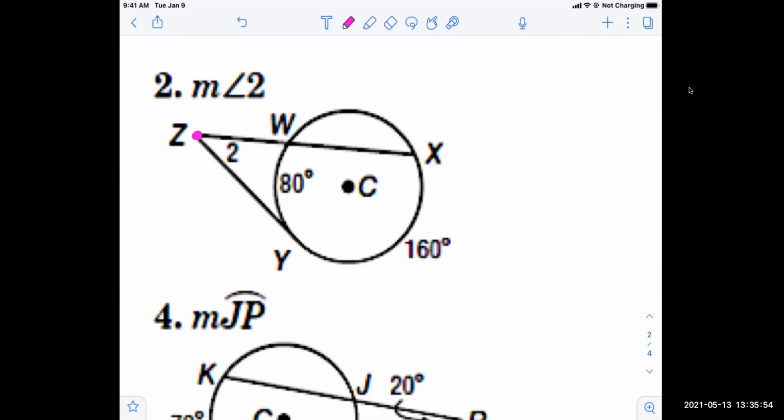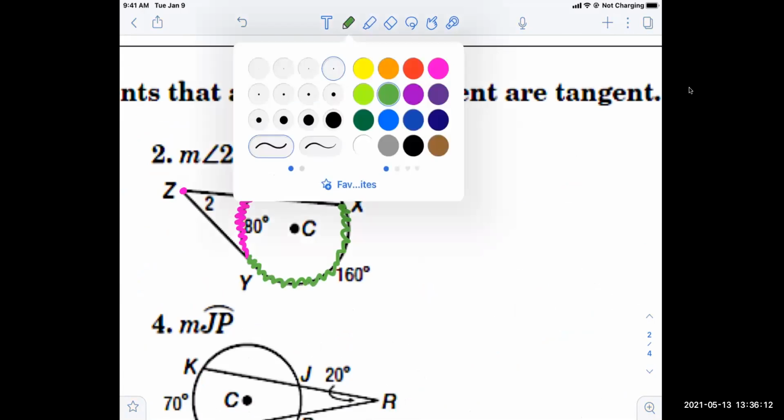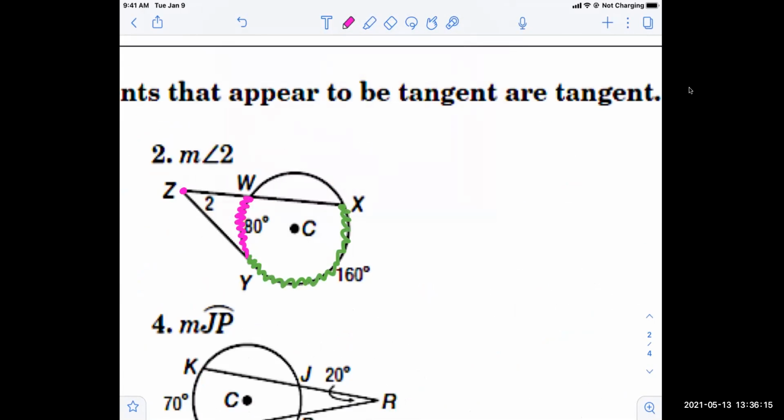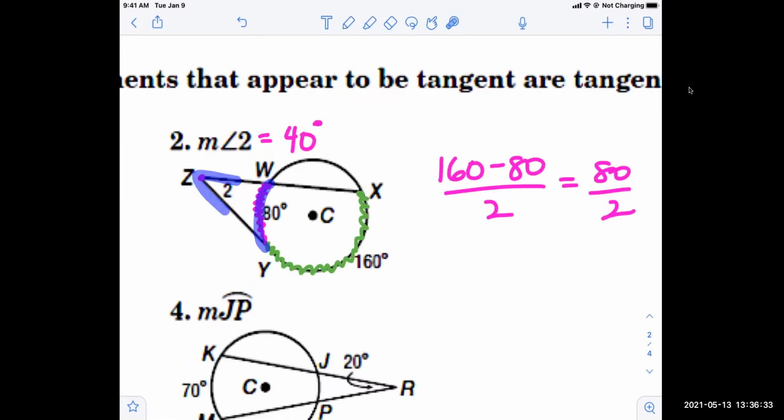Marin, tell me how you'd find angle 2. Why do you want me to add them? Why do you want me to subtract them? Yes, the vertex is outside, which means subtract. So 160 minus 80 divided by 2 is going to be 80 over 2, 40 degrees. And again, notice that these are not supplementary because those are not two tangents. You do have one tangent, you don't have two tangents.